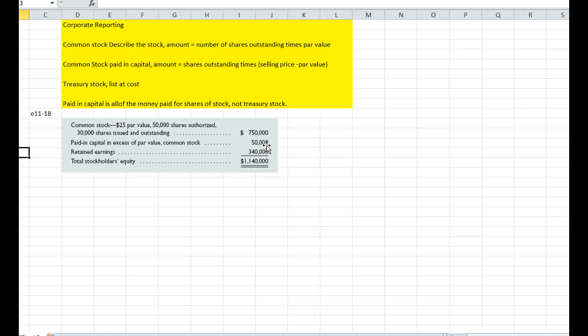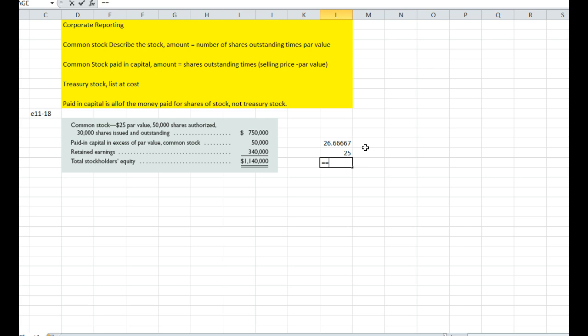The next line shows the additional money we receive for that. So we got more than $25 per share. Well, how much more? Well, let's see. How much did we get? If we add the 750 and the 50,000, we have $800,000. And that was for 30,000 shares. So it looks as though we got $26.67 on average.